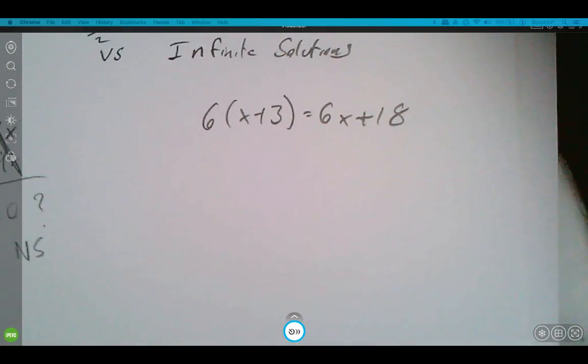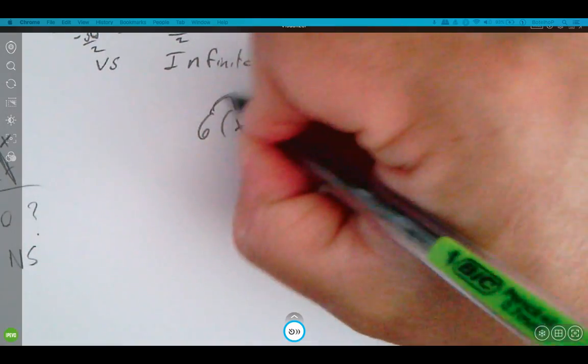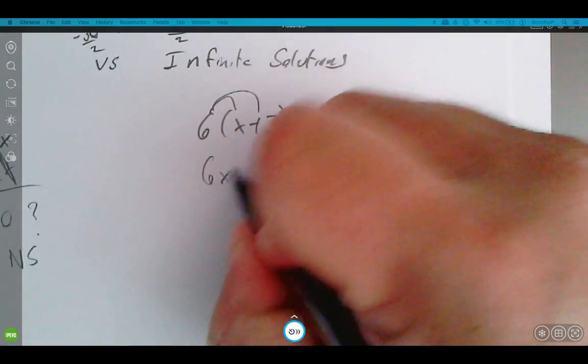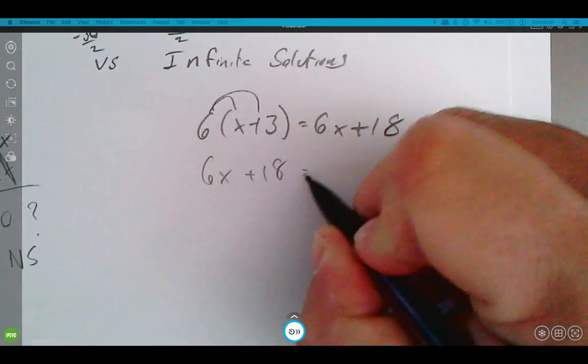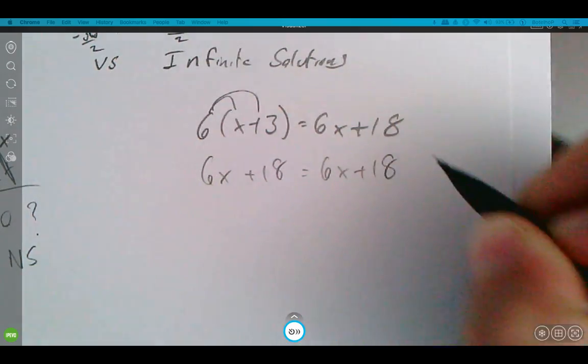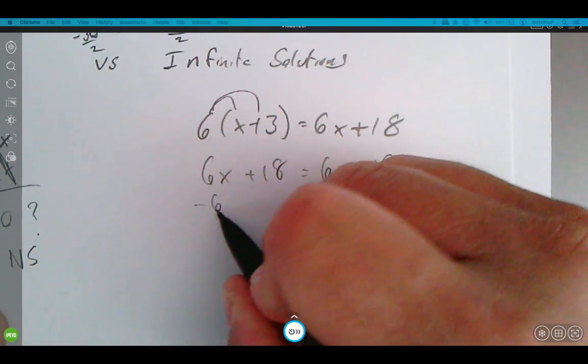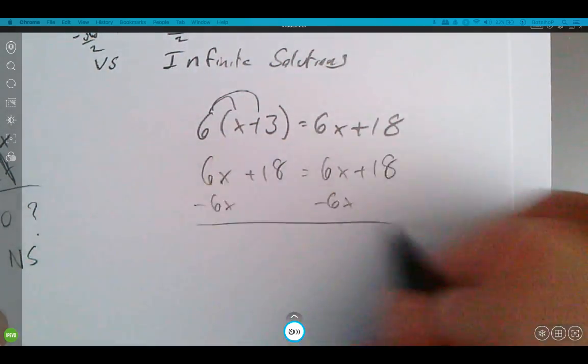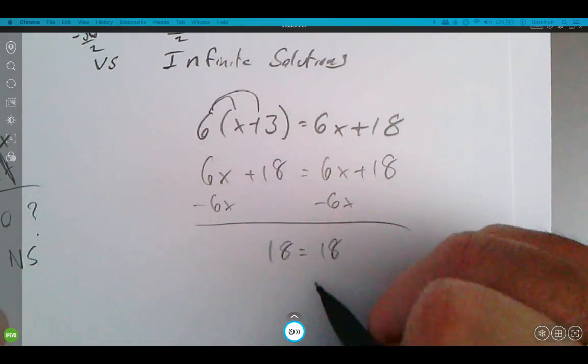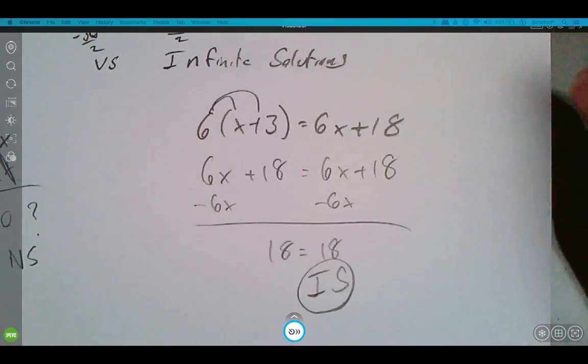Infinite solutions, if you look on this side, is when, so don't forget to distribute first. Watch what happens. You get 6x plus 18 equals 6x plus 18. Both sides are the same, so I could just stop there and write infinite solutions. But I'll subtract the 6x from both sides. I'm left with 18 equals 18, infinite solutions there.